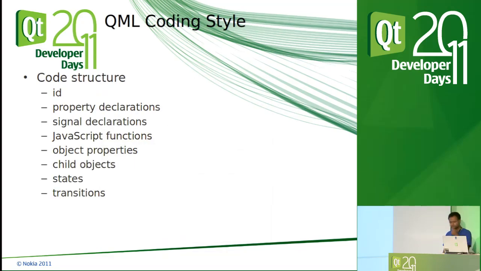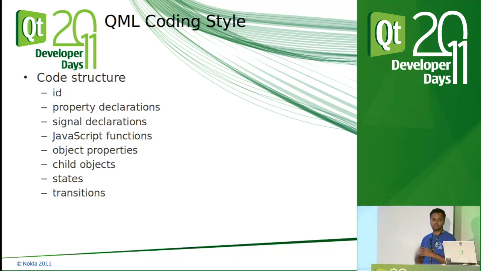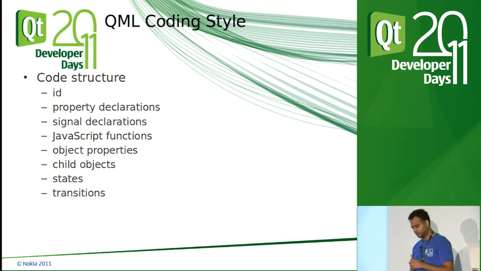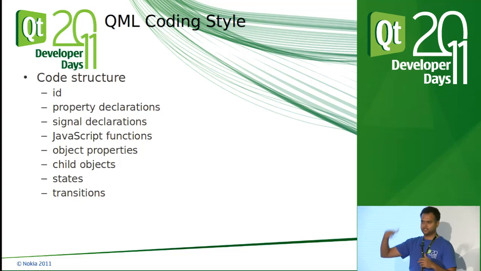So I stole this slide from the documentation. It provides the coding structure for QML, and I think this is kind of nice to follow. First, you have the ID. Then you list the property and signal declarations. Then you have your JavaScript functions. Then you list the object properties. Object properties are basically the ones which you assign to from your parent item. Then you have your child objects, states, and transitions.